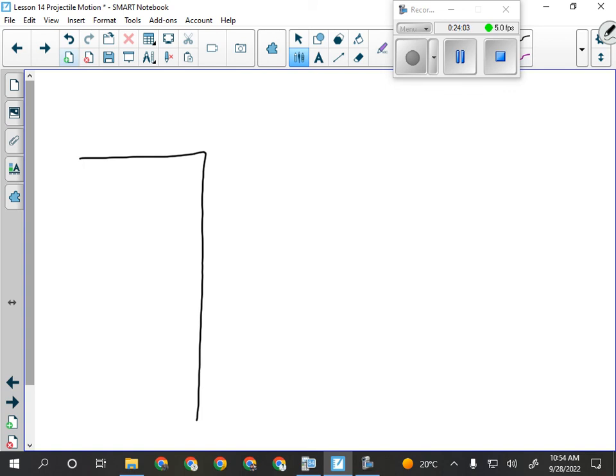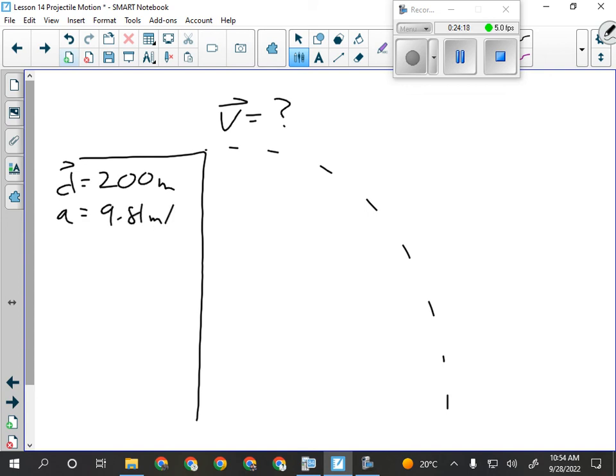Okay, yeah. All right, so a car drives off a cliff at an unknown velocity. The cliff is 200 meters tall. Obviously, acceleration is 9.81 meters per second squared. VI is 0. And they hit the ground 65 meters from the base of the cliff. Calculate the speed they drove off at.